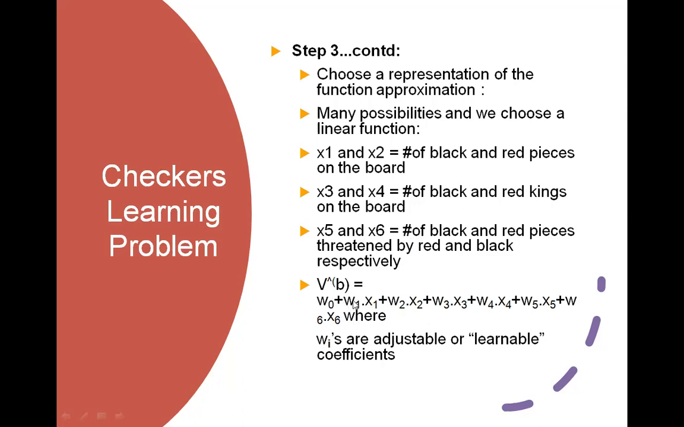I need some value. So when you enter the next board state, what is its value? Is it a good state or a bad state? I need some number. To do that, we are doing this. And what are W0, W1, W2? See, these are the weights.